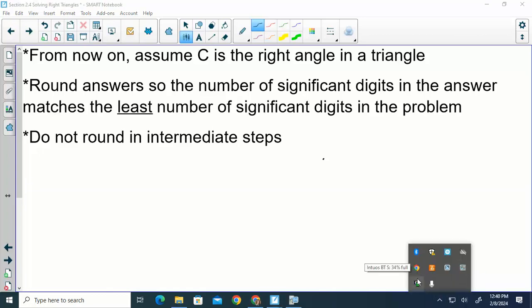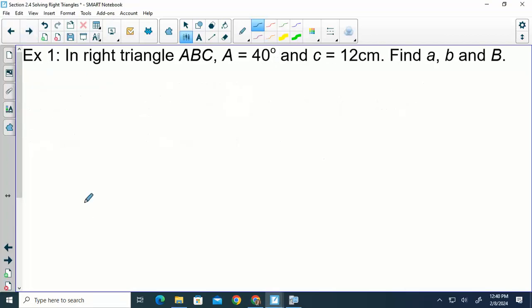So what we're going to do now is start solving triangles. When I ask you to solve a triangle, you have to find every measurement in the triangle. That means every angle and every side. Up until now, we've done several problems with solving for sides of triangles, but we haven't ever had to find the angles. So let's take a look.